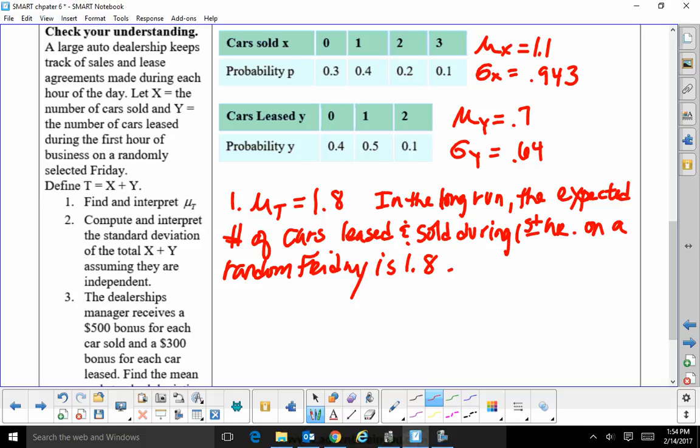Okay, 2. Compute and interpret the standard deviation of x plus y, assuming they're independent. I love that you all paused, though. It's like my sweat emoji. That's my sweat emoji. You know how they're like, whew.